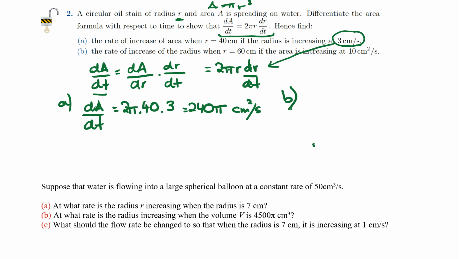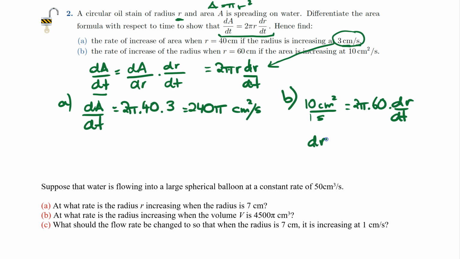Now for part B, find the rate of increase of the radius when r is 60 if the area is increasing at 10 centimetres squared per second. So again, with this relationship here, what we're given now is dA/dt. That's 10 square centimetres per second, which, not that it matters much, but we could think about as having a 1 second there. That equals 2 pi r, so r is 60, 2 pi times 60 times dr/dt.